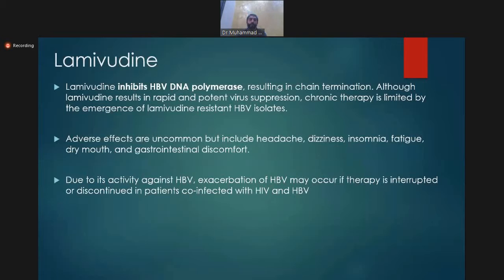Then moving on to Ribavirin, which is also an anti-HIV drug. It basically again inhibits DNA polymerase, resulting in chain termination. It results in rapid and potent virus suppression. Chronic therapy is limited by the emergence of Ribavirin-resistant HBV isolates.